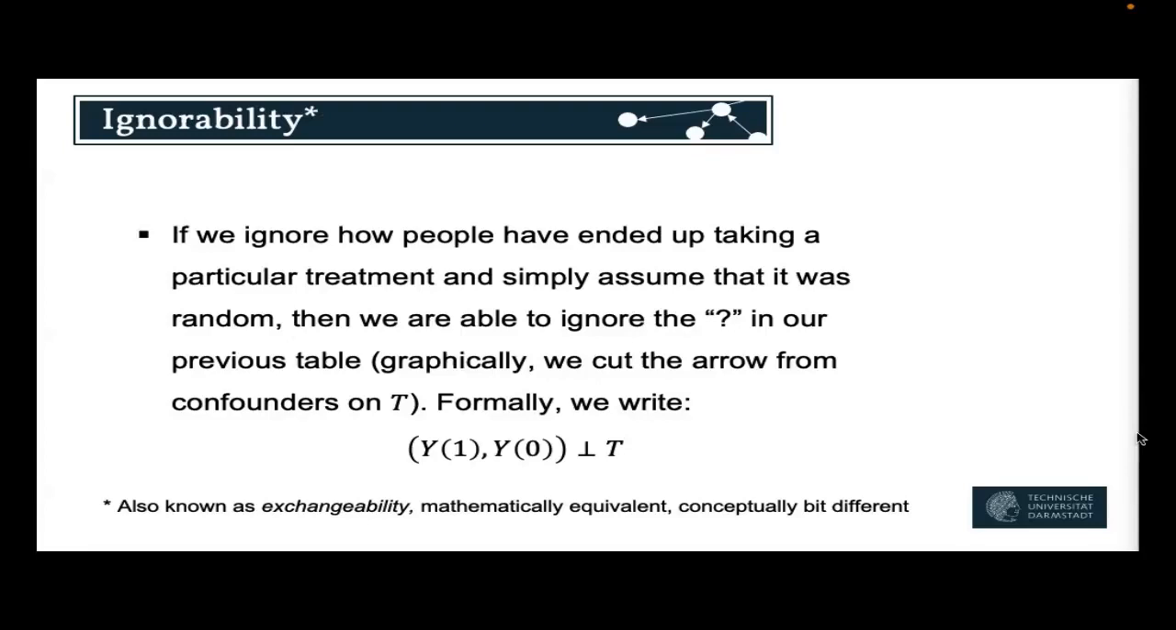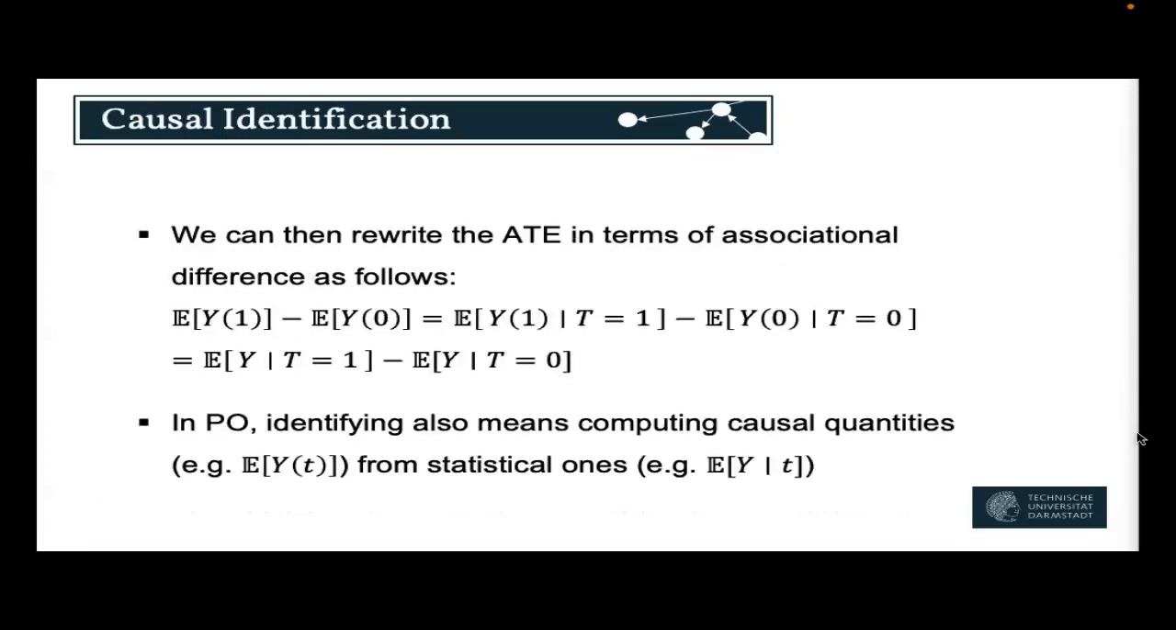And if we can ignore these things, it's pretty nice, because now we can do causal identification. We can write the ATE in terms of purely statistical quantities. Remember, we have here the difference in expectations, or the expectation over the difference. And now you can write it in terms of conditional potential outcomes. Because you know that the potential outcomes are independent of treatment, adding the condition doesn't give you any information, so you have this equality.